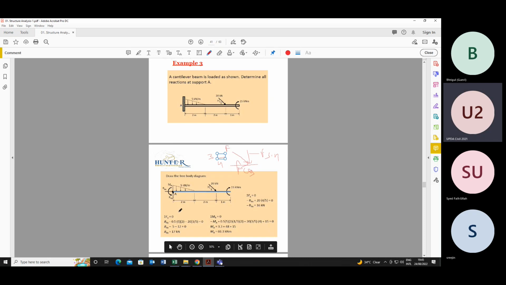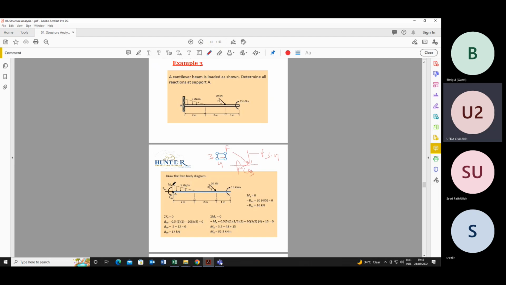Summation Fy is equal to 0, that is, forces in the y direction is equal to 0. So what are the forces in y direction? We have RAy. We took it as positive because it is tending to rotate the member in clockwise direction. So we took RAy minus this 5 kilonewton uniformly varying load.